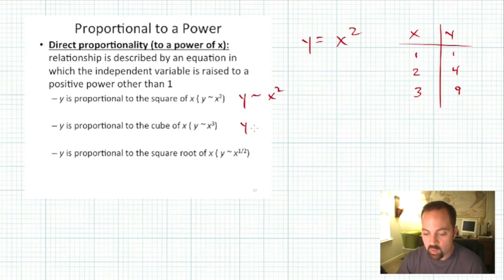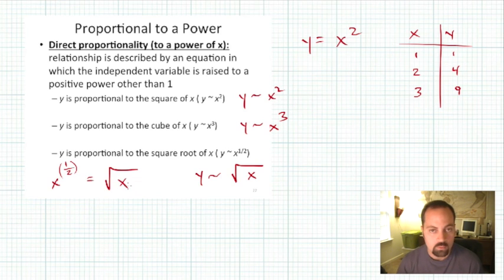Or y being proportional to x cubed, or even y being proportional to x to the 1/2. What the heck is that? Well, you can write it like that, but you may be more familiar to see it like this. Y is proportional to the square root of x. X to the 1/2 power is the same thing as the square root of x. So what do those graphs look like right there?